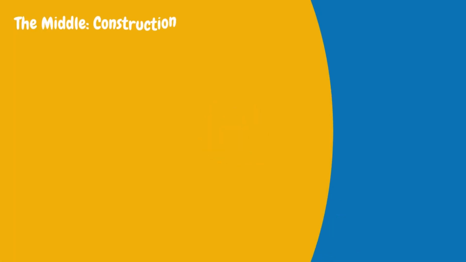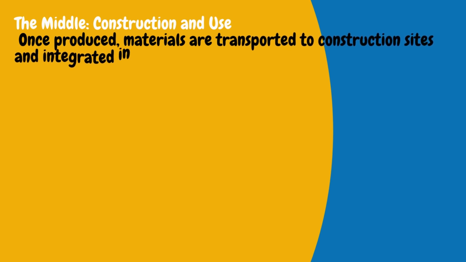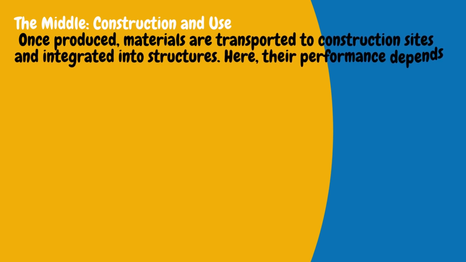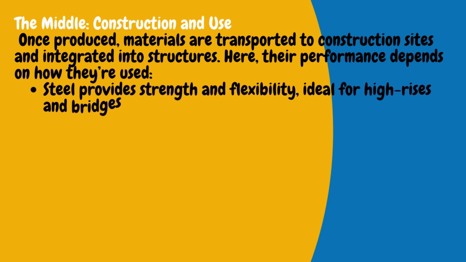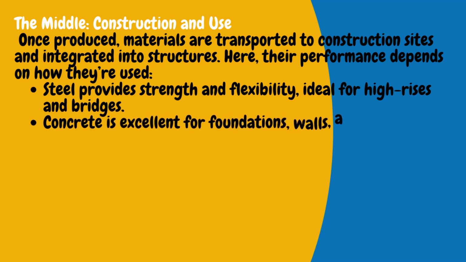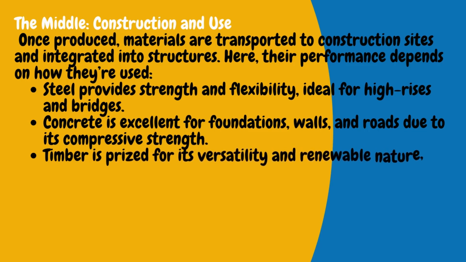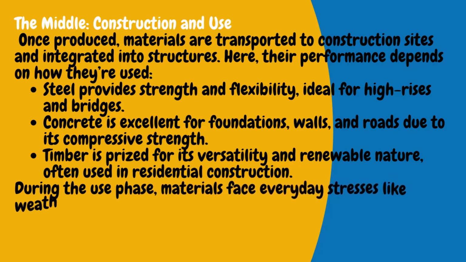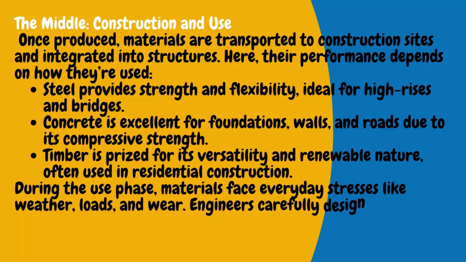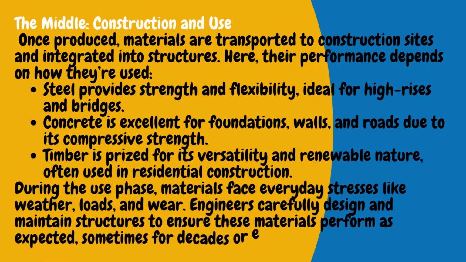The middle, construction and use. Once produced, materials are transported to construction sites and integrated into structures. Here, their performance depends on how they're used. Steel provides strength and flexibility, ideal for high-rises and bridges. Concrete is excellent for foundations, walls, and roads due to its compressive strength. Timber is prized for its versatility and renewable nature, often used in residential construction. During the use phase, materials face everyday stresses like weather, loads, and wear. Engineers carefully design and maintain structures to ensure these materials perform as expected, sometimes for decades or even centuries.